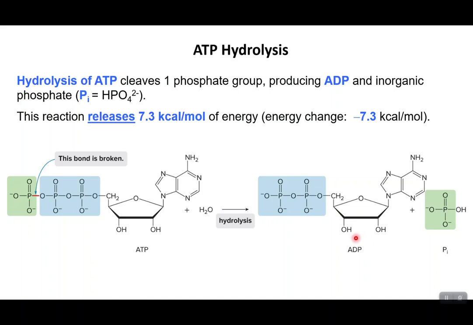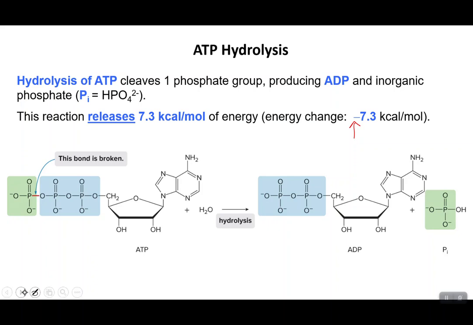And how we write this is we write it with a negative sign in order to communicate that in this reaction, we are releasing the energy rather than absorbing it. Okay, so a reaction can either release energy or it must absorb energy in order for it to happen. So in this case, this reaction, when that bond is cleaved, it actually releases negative 7.3, or it releases 7.3 kilocalories per mole of energy.